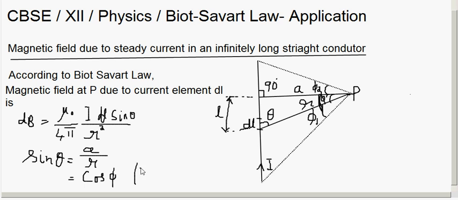Cos phi, because from the figure, what is cos phi? If you see, phi is the angle here, cos phi is the adjacent side, that is A, divided by the hypotenuse, so A by R. Sin theta is equal to cos phi.